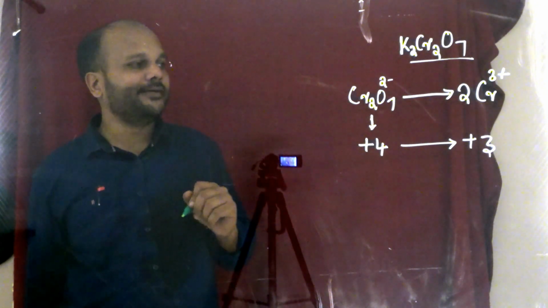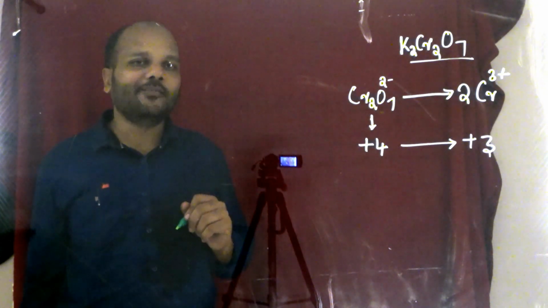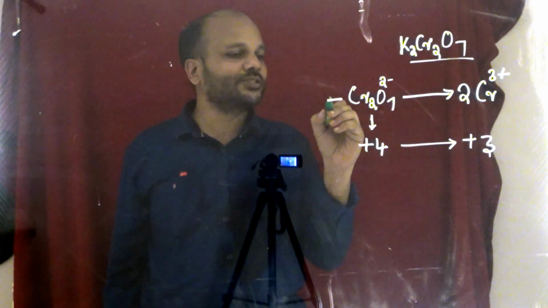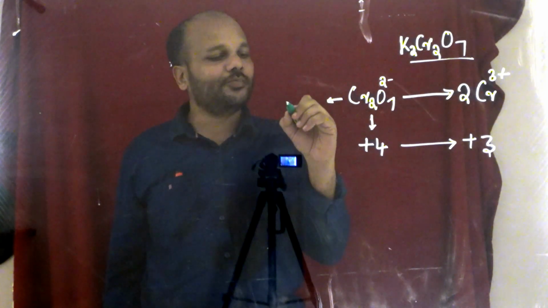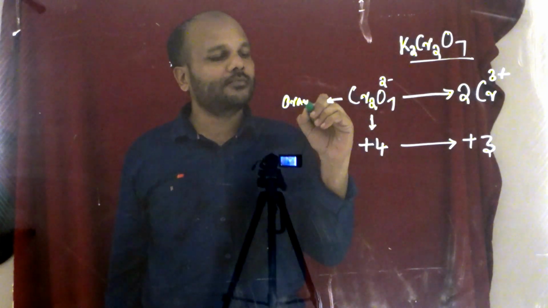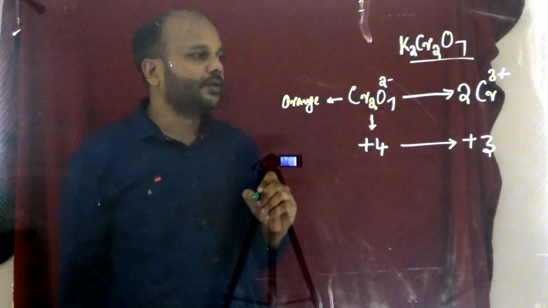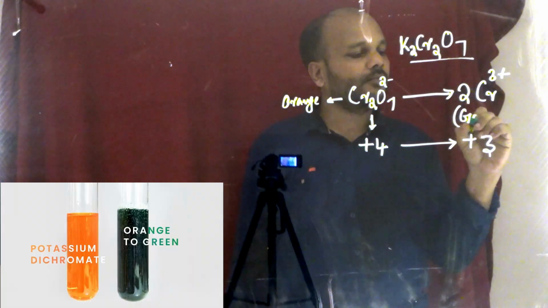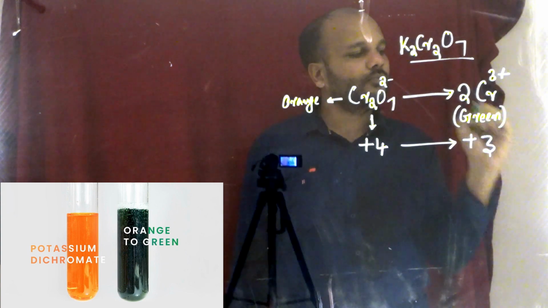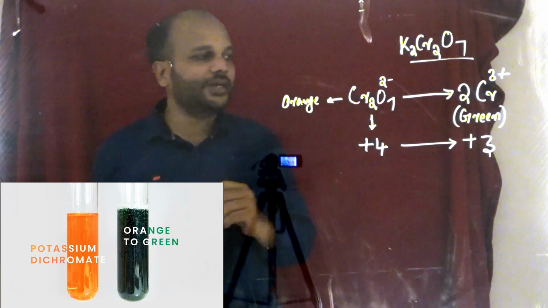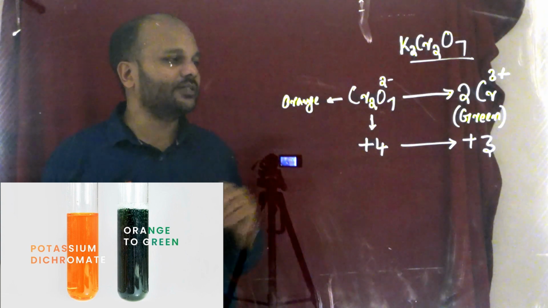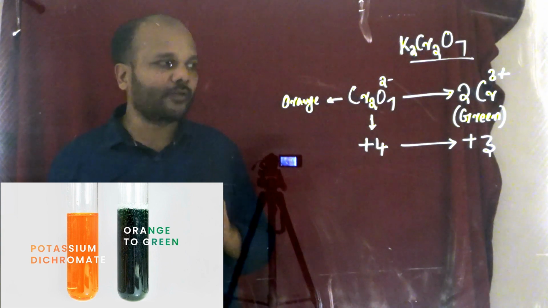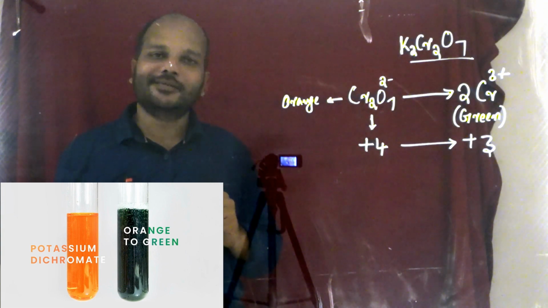Now, same as KMnO4, this is also a colored reagent. See, Cr2O7 2 minus is going to be orange color, and 2Cr3 plus is going to be green color. Obviously, in a reducing environment, this solution is going to change into another color. So it will change from orange to green color, right?